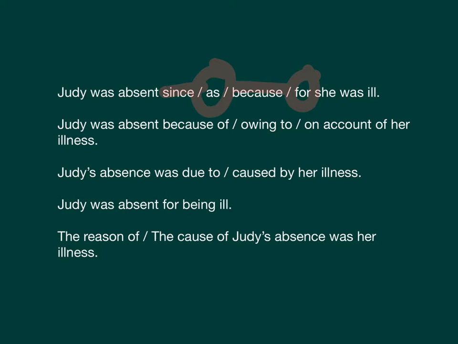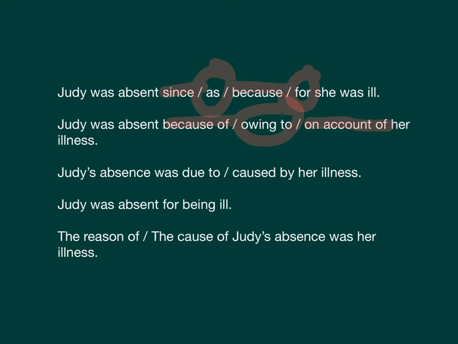Let's do this next sentence. Judy was absent because of her illness. Judy was absent owing to her illness. Judy was absent on an account of her illness.